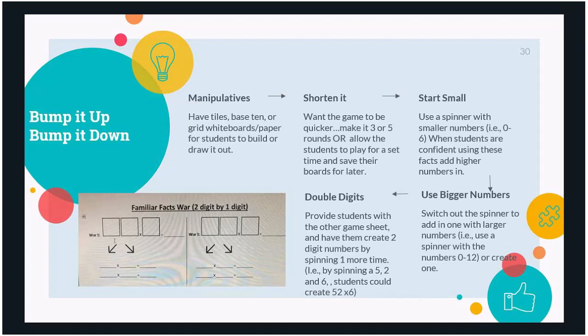We started in a grade 6-7 classroom. We recognized that 0, 1, and 2 the kids were very comfortable with, so we ended up adding a 1 in front of each to make it a 10, 11, and 12. So what a quick adjustment, really changed the game. And you could provide students with the other game sheet, which is also included, and they could create 2-digit by 1-digit equations. You could also try 2-digit by 2-digit.